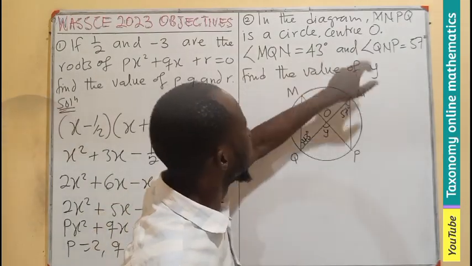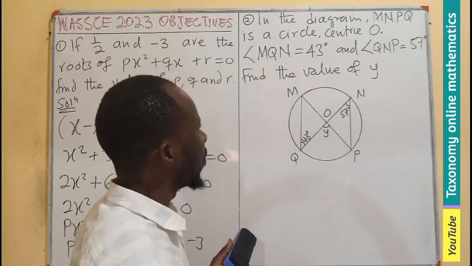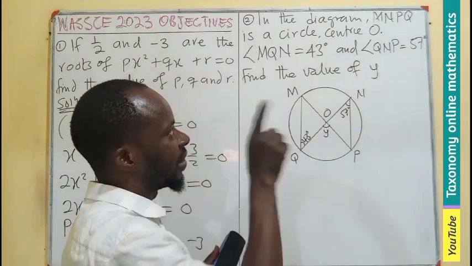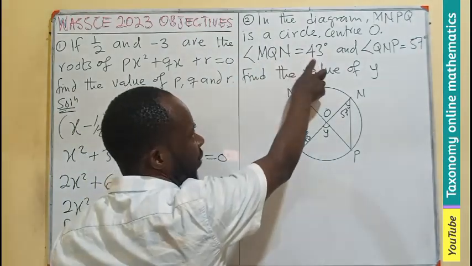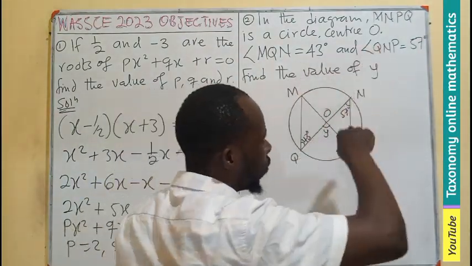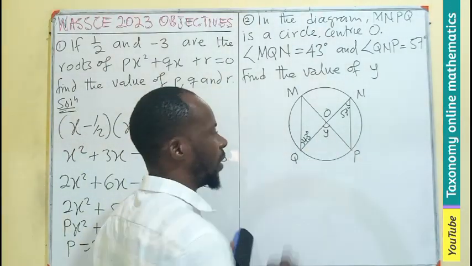So in the diagram, MNPQ is a cyclic quadrilateral with a circle with center O, whereby the angle MQN is 43, the angle QNP is 57. We have to find the value of this.